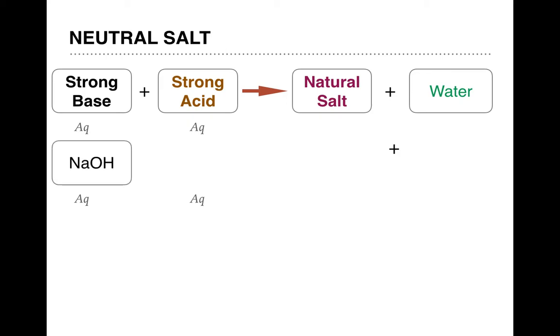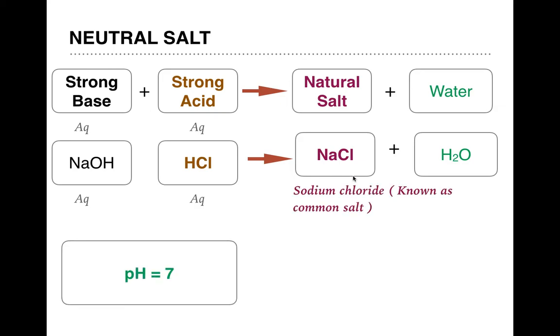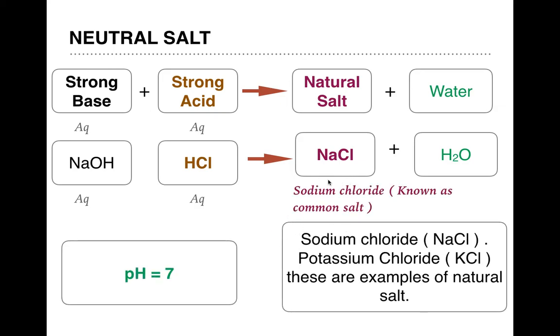Take an example of a strong base, sodium hydroxide, and a strong acid, HCl. They will react, so sodium chloride will be produced, and water. Here we can see sodium chloride is a neutral salt. It is neither acidic nor basic. It is neutral. So we need a strong base and a strong acid in order to get neutral salt. As we can see, neutral salt will have a pH equal to 7, so it is good for health.